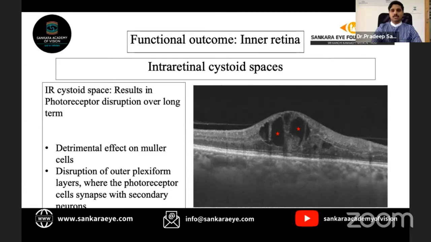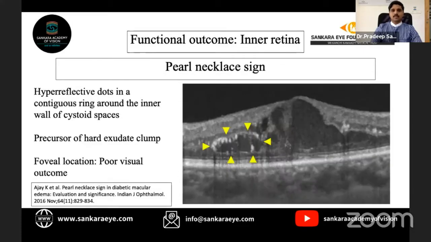It has been hypothesized to be due to the detrimental effect of these spaces on the Muller cells, which are essential for the survival of the neurons, and it is also due to the disruption of the outer plexiform layer, where the photoreceptor cells synapse with the secondary neurons. So, even though the spaces are present within the inner retina, over a long time, it is known to be associated with disruption of photoreceptors. So it's a poor prognostic indicator.